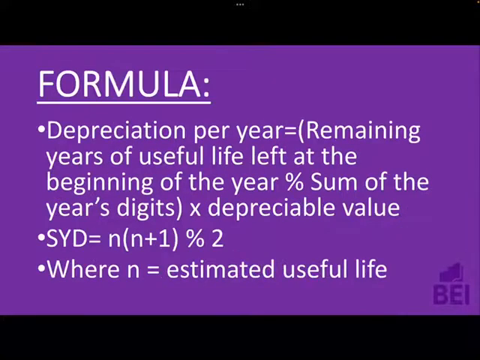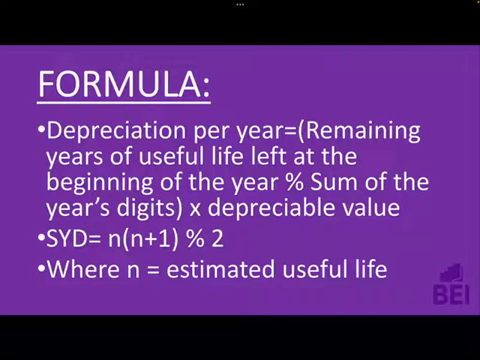So the formula is a little wordy, but I swear it's easy to understand. Depreciation per year equals remaining years of useful life left at the beginning of the year divided by sum of the year's digits. And the whole thing is multiplied by depreciable value.